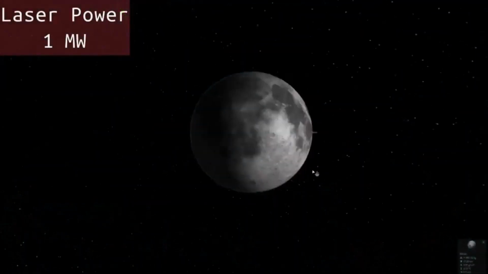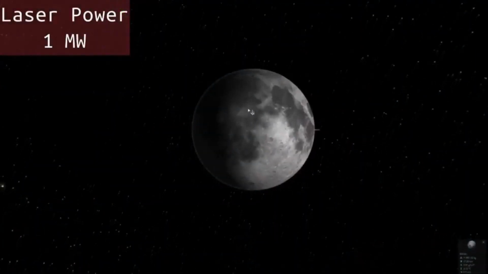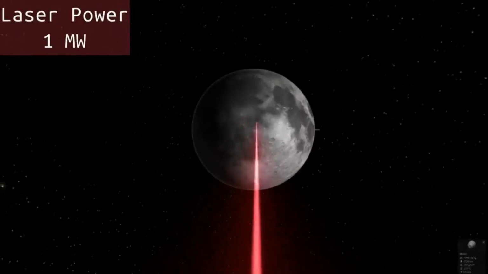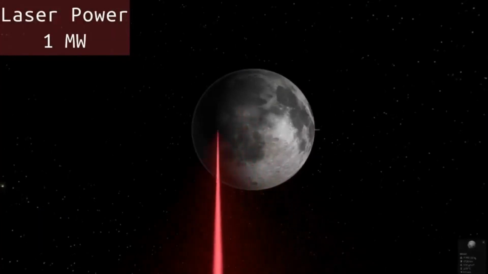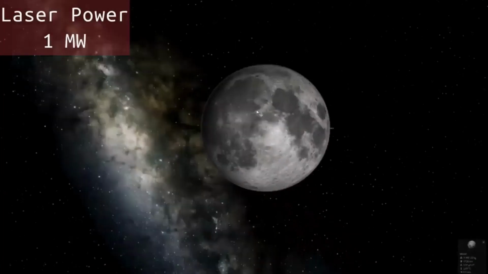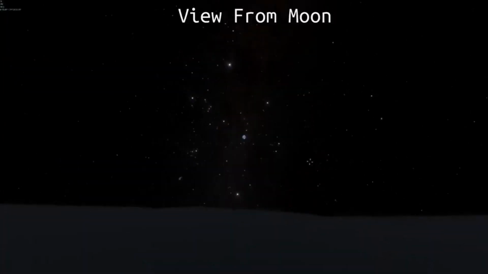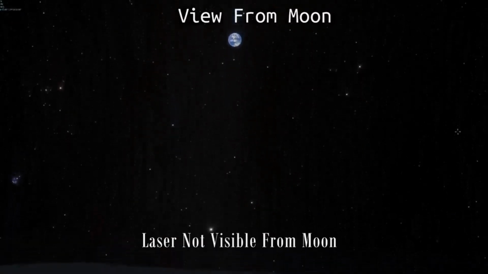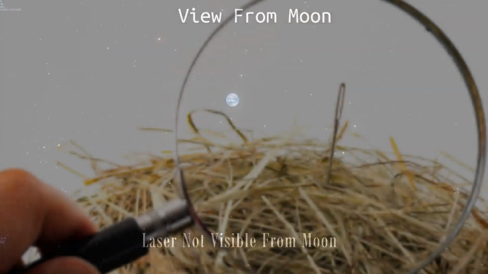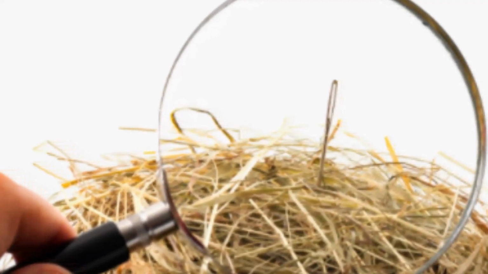The retroreflector only accounts for 0.000000967% of the area covered by the diverged laser beam when it reaches the moon, and only 0.000000000000714% by the time it gets back to the retrieving telescope on Earth. Talk about finding the proverbial needle in a haystack.